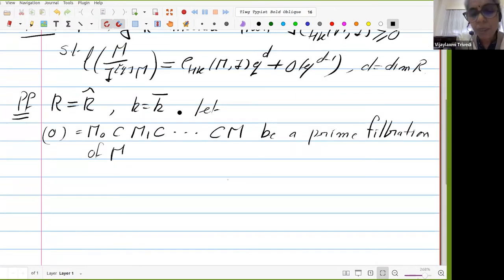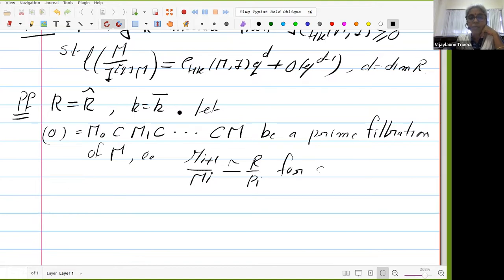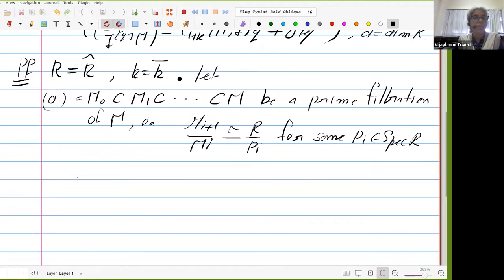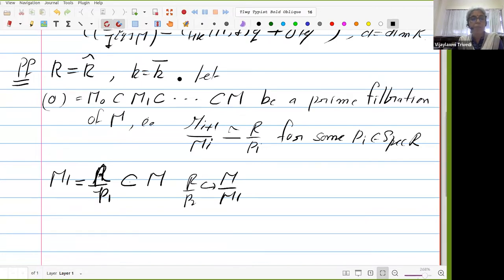So I'll quickly recall what a prime filtration is: M_{i+1}/M_i is isomorphic to R/P_i for some prime ideal. How do you get it? It's very easy. M has an associated prime, so there is an ideal P_1 with R/P_1 sitting inside M. You can take this to be your M_1. Now go modulo M/M_1 and repeat the same process. So there will be R/P_2 sitting inside this. Now pull back all the way to M, and this is the way you get the prime filtration.